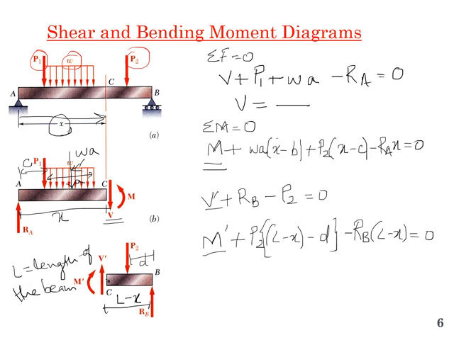Now, since we are taking section at C, if we take section as shown on this figure, it will give us the same value at C as taking this figure. So by finding these shear force and bending moment values, we can plot it, and that will become our shear force and bending moment diagram. Okay.